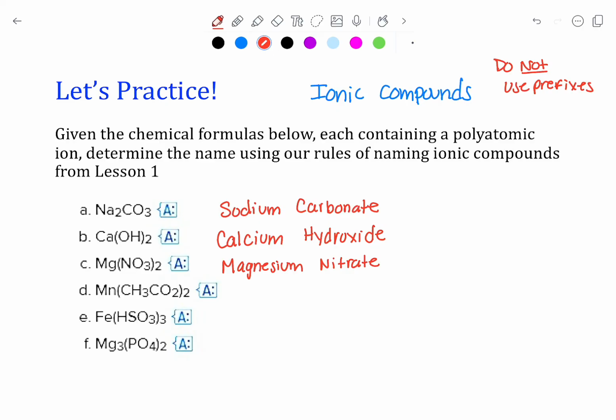Our last 3 examples I would like for you to try on your own, so pause the video and try naming these last 3 compounds. Remembering here, this is going to be bisulfite. There's another one of our examples where we added a hydrogen, so adding hydrogen means that there's a bi in front of it. Okay, so try naming these last 3 compounds.